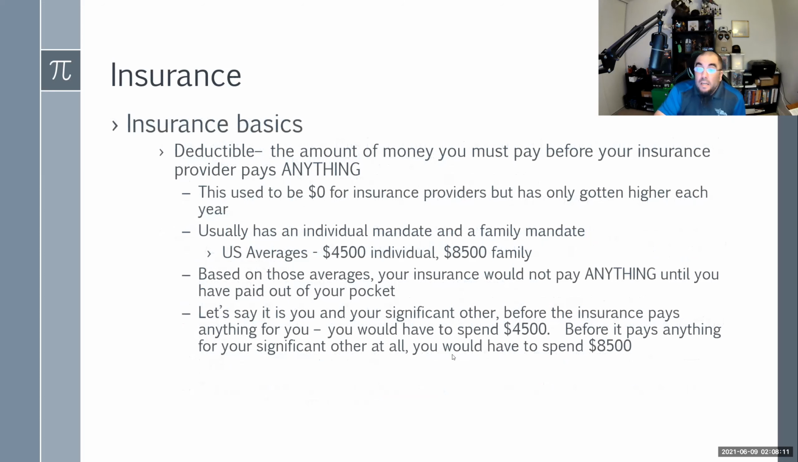There is a thing called a deductible. This is the amount of money you must pay before your insurance provider pays anything. This used to be $0. Growing up, I never had a deductible. We never heard of this. But now it's only gotten higher and higher each year. Right now in the United States, the average deductible is $4,500 for an individual, one person, and $8,500 for a family. That means you have to pay out of pocket either $4,500 or $8,500 before your insurance pays anything for you.